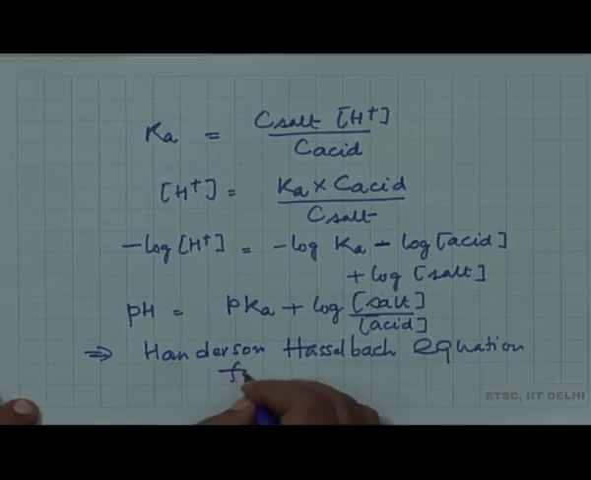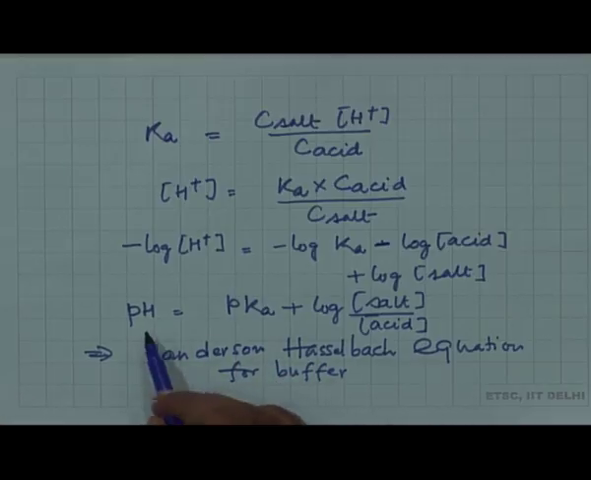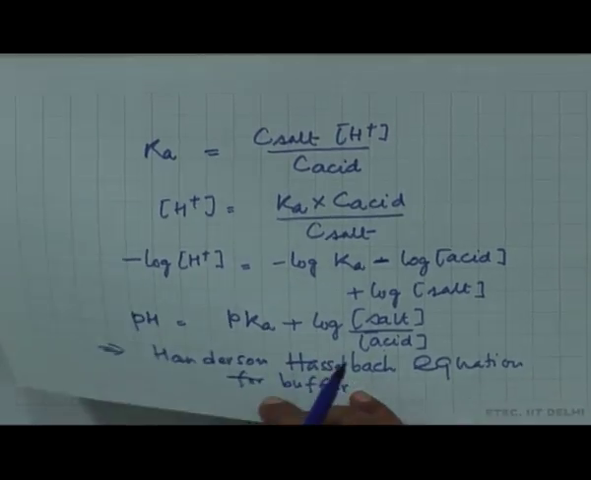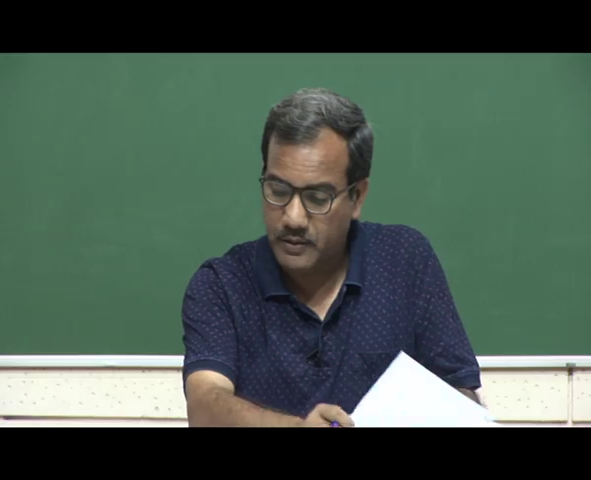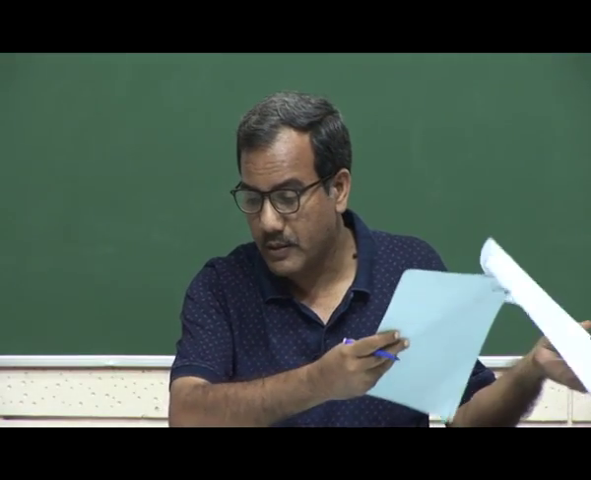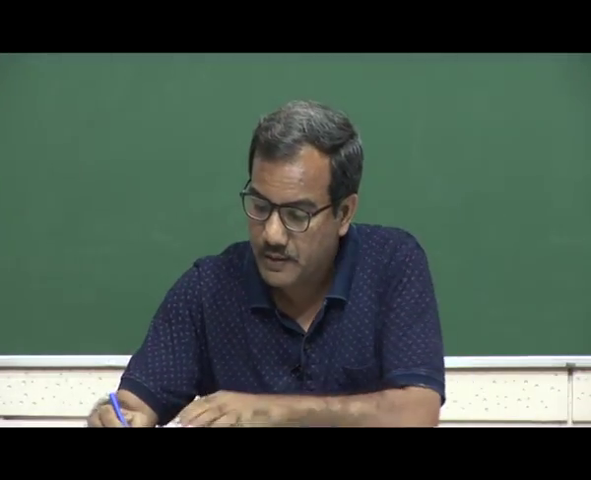For buffer, we can calculate pH by using pKa if we know the concentration of salt and the concentration of acid. In the next part I will discuss the titration.